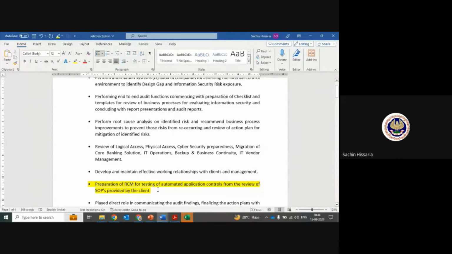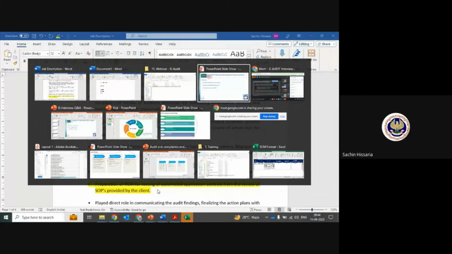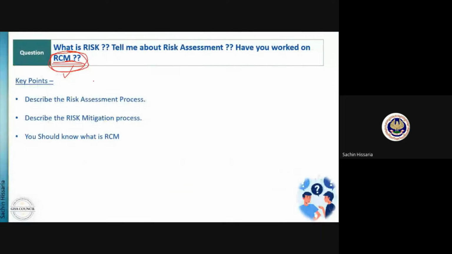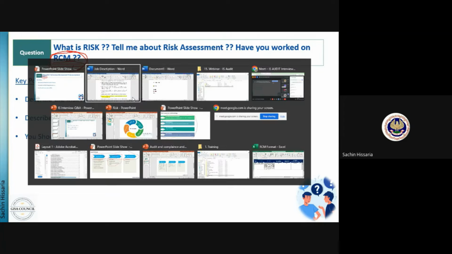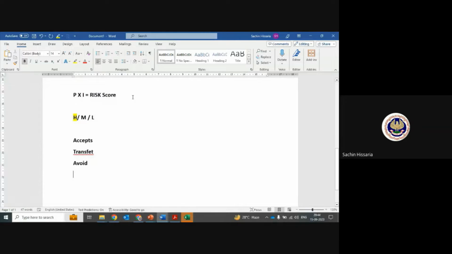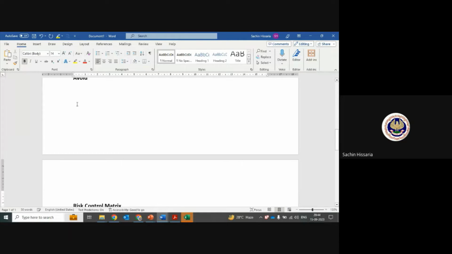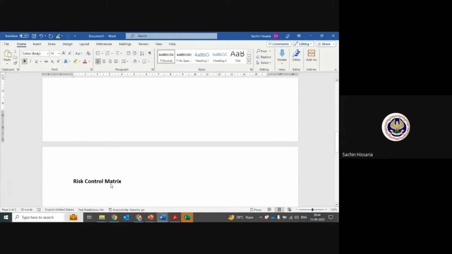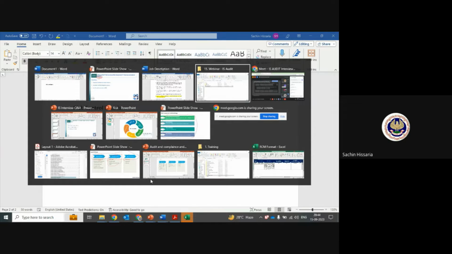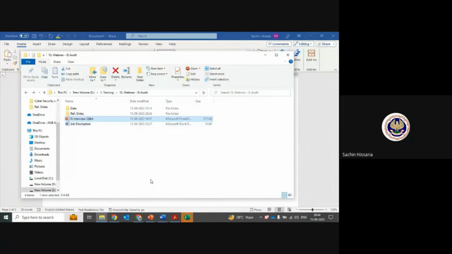Now let me tell you what RCM is, so that you understand that as an auditor, you need to prepare this kind of document, and you need to have a good understanding of the RCM. So the full form of RCM is risk control matrix. RCM stands for risk control matrix. As an auditor, why we need to prepare the RCM, I will tell you. So let me open the RCM format.